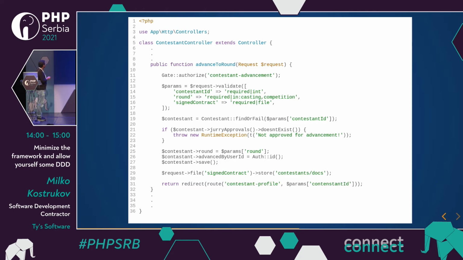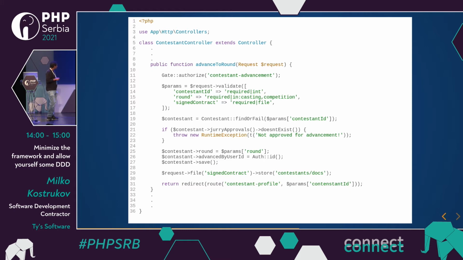So, advance to round. First thing we do is check whether the user is authorized to advance the contestant. Laravel has this gate stuff here. I really don't see any value in them. Maybe someone can explain them at some point, but okay, I used it just for the sake of it. Then we validate some data: do we have a contestant ID, which is required, which round, like to casting or to competition. We check whether we have uploaded a signed contract. So we validate the data, that's the usual stuff.